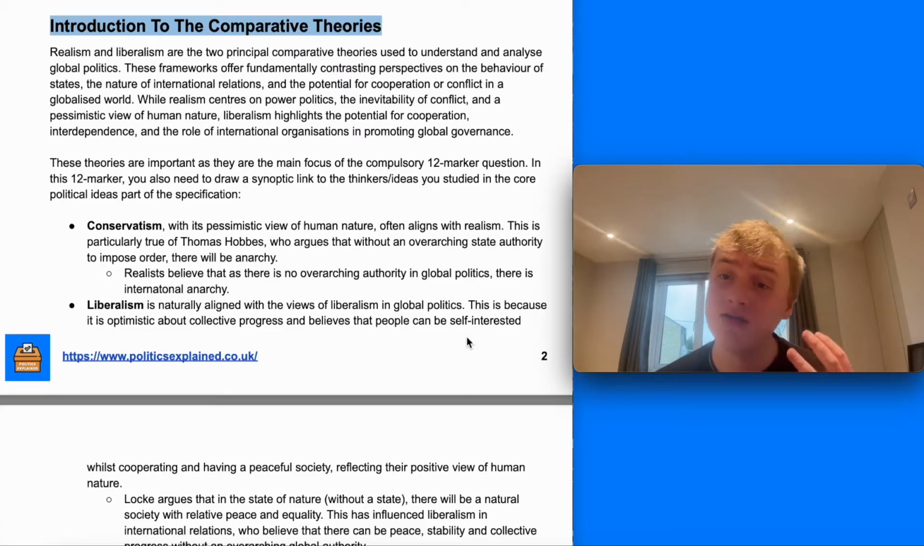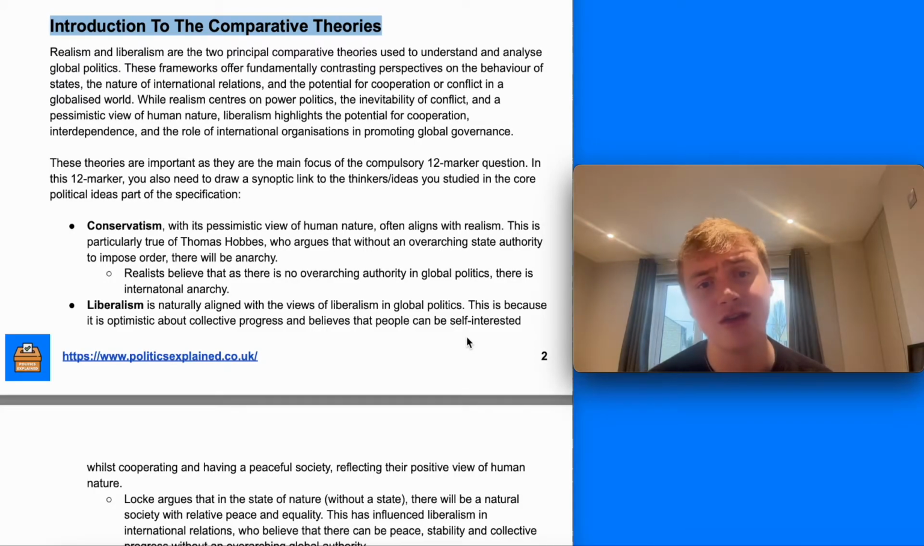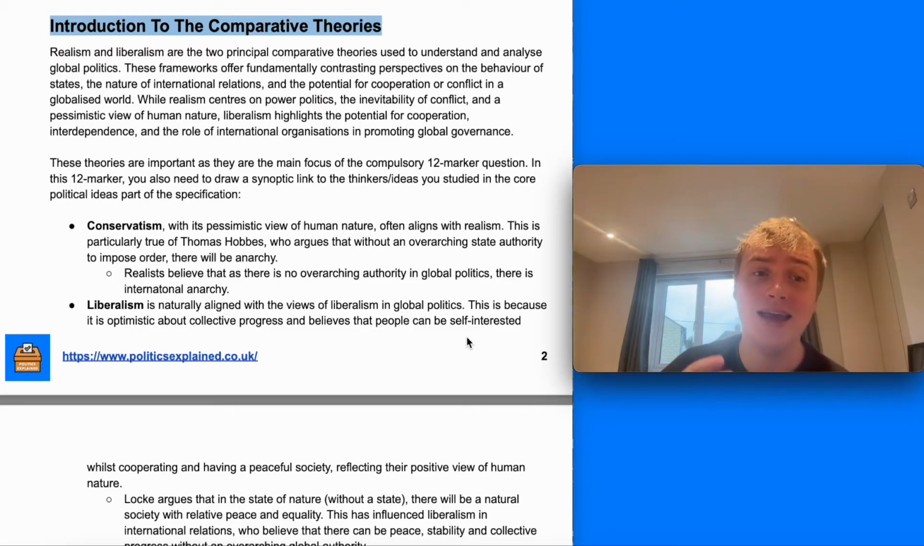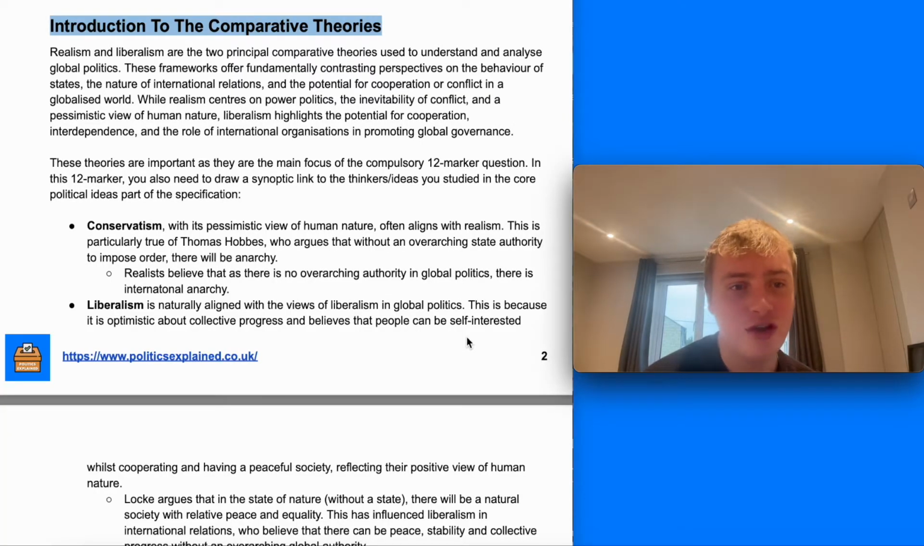So in the 12 marks in global politics, your first one is going to be a choice of 2 questions, and you have to answer one of them. And your second one is then a compulsory one, and in this it's not only going to focus on the main ideas of realism and liberalism, you also need to draw a synoptic link to the thinkers and ideas you studied in the core political ideas part of the specification. So that's conservatism, liberalism, or socialism.